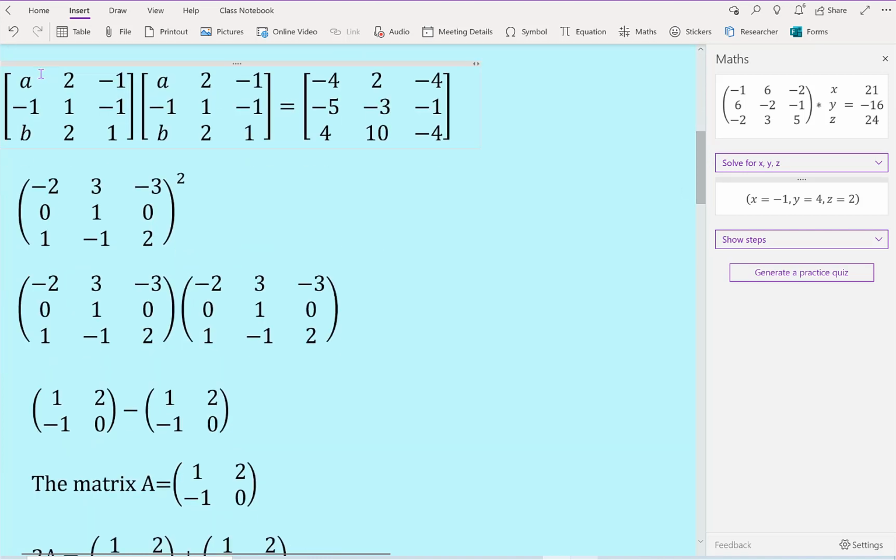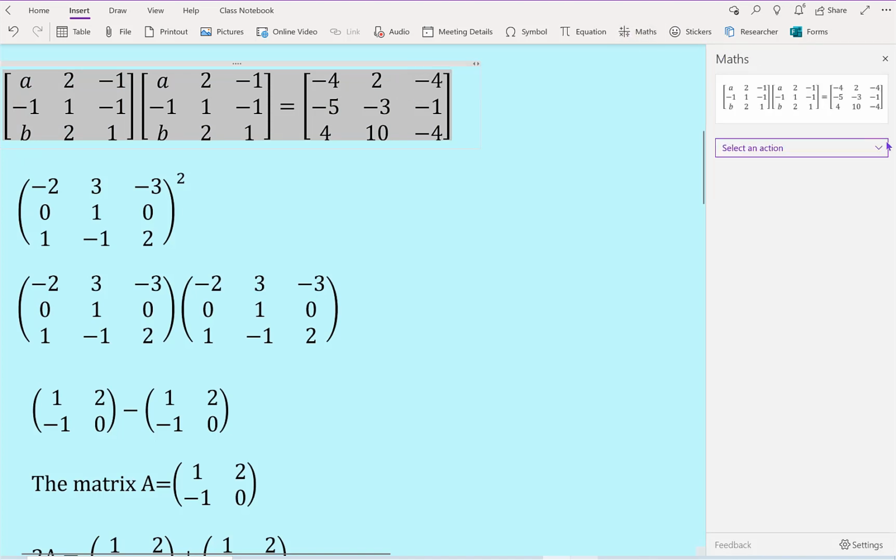Right, how about this one here? I want to find A. So I press here, and it's solved for me, A and B. Again, it doesn't show you the steps, so it's something you need to be able to show to others.